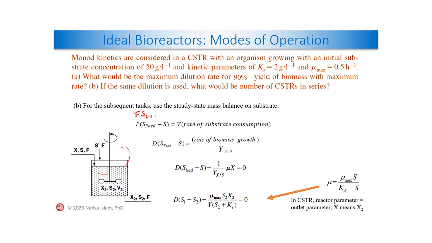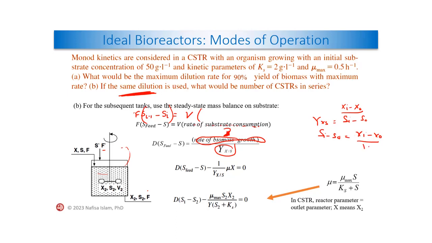F Si minus 1 minus Si is equal to V, because your feed is the same and same dilutions used. That's why you can use all the same S's and V's, F's and V's, and V multiplied by rate of substrate consumption. Now, rate of substrate consumption from previous knowledge we know is what? Y times Si minus S naught is basically Xi minus X naught, so rate of biomass growth on top divided by Y.